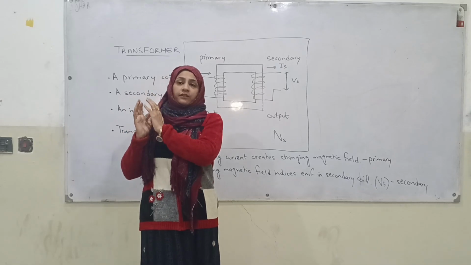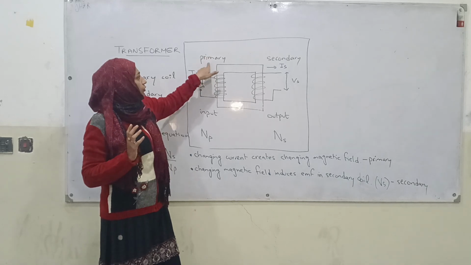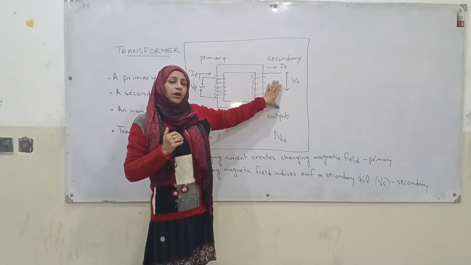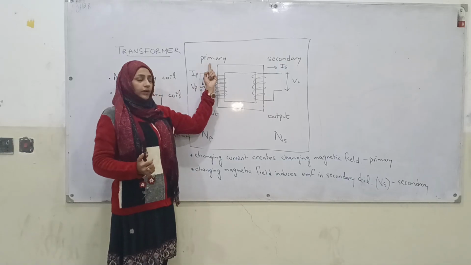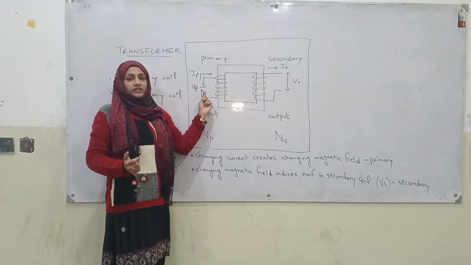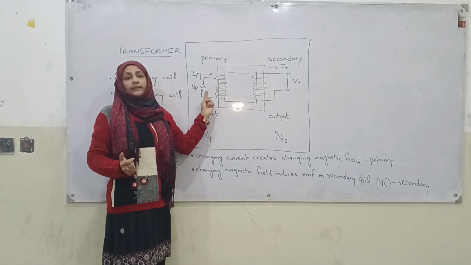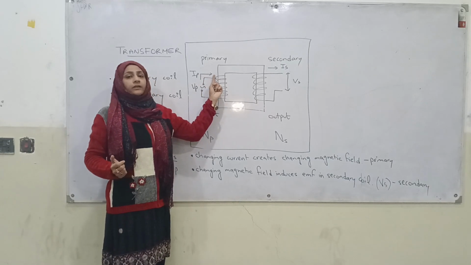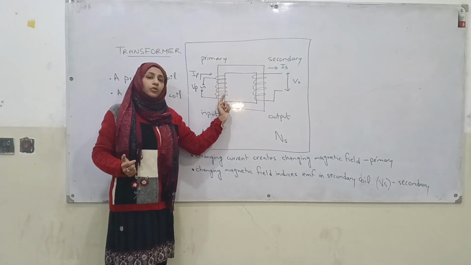This changing magnetic field is transferred from the input side, which is also called the primary side, to the secondary side. How does this happen? On the input side, a potential difference is applied, called Vp, and this is an alternating potential difference or alternating voltage. This causes alternating current to flow through this coil, which is called the primary coil.